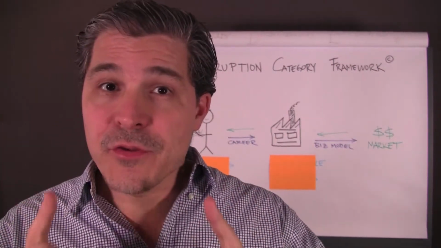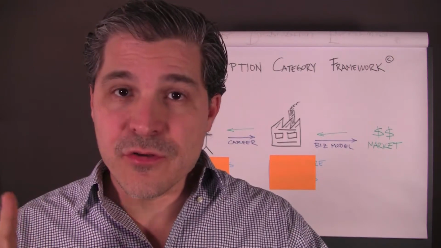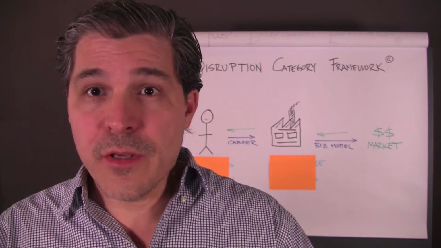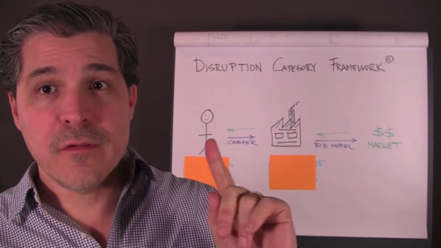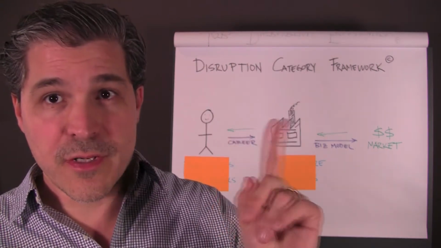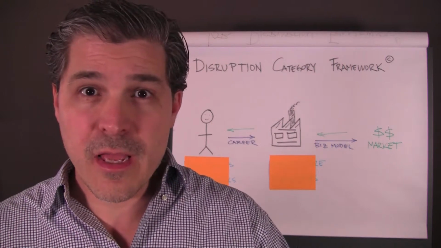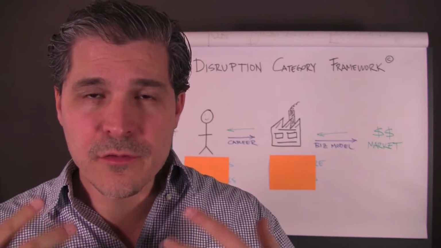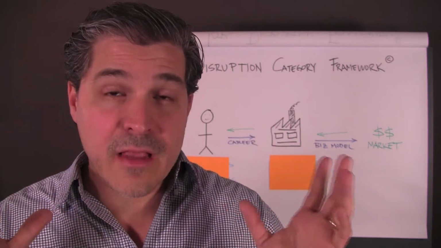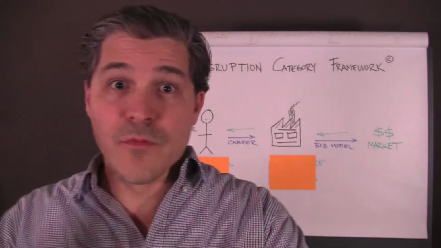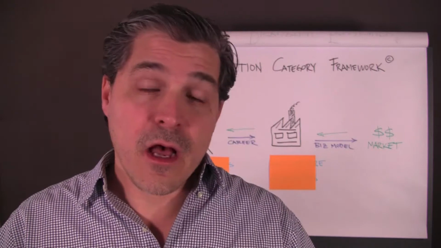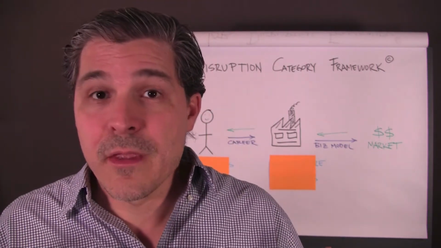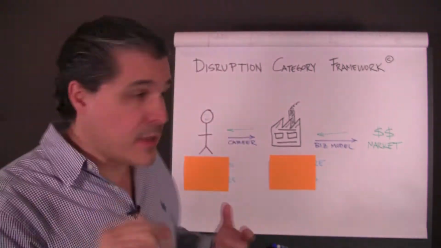Remember, we're trying to predict financial success, and this is how the world works. In this video, I'm going to talk about this disruption category framework that I came up with to help us understand and visualize how value moves through the economy. This is how the world works, actually. So let me get right into it.